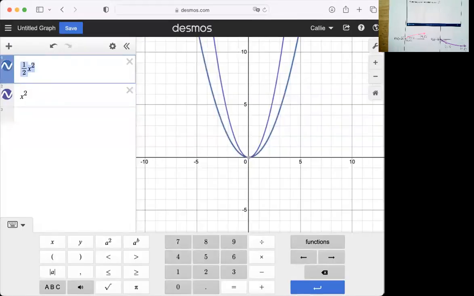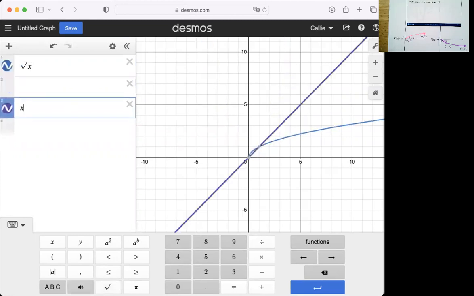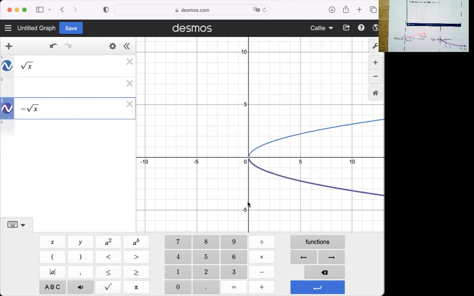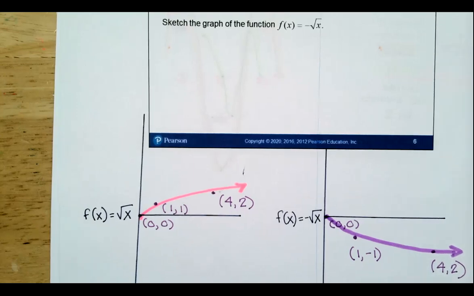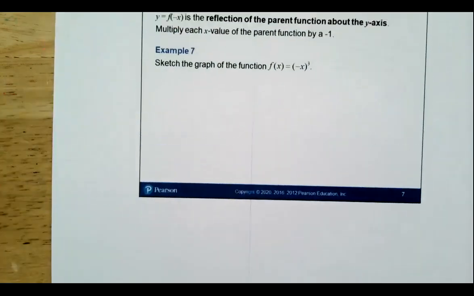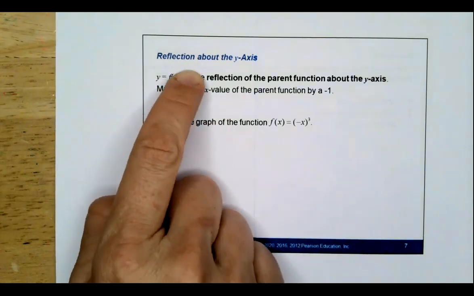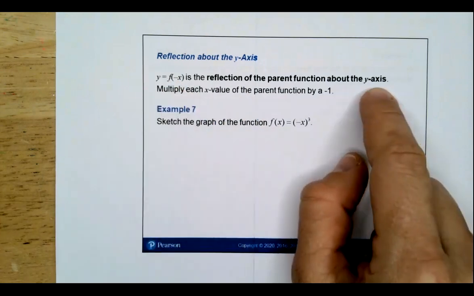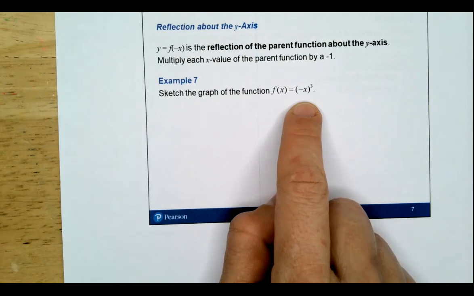Here is the square root of x. Here is negative square root of x. Okay, and here is even square root of negative x is going to be reflected across the y-axis. And here we go, reflection about the x-axis. If it is inside the grouping symbols, you're going to reflect it about the y-axis, multiply the x value by -1, or make the x's opposite, okay?